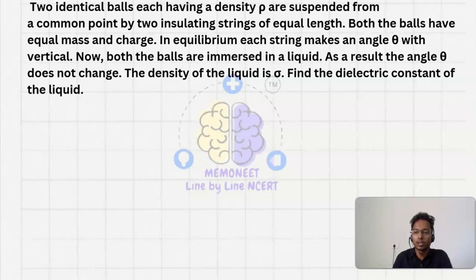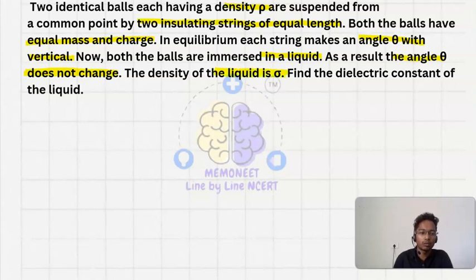Next question here is, two identical balls each having the density rho are suspended from the common point by two insulating strings of equal length. Both the balls have equal mass and charge. In equilibrium, each string makes angle theta with the vertical. Now, the balls are immersed in a liquid. As a result, the angle theta does not change. Okay, theta will not change. The density of liquid is rho. Find the dielectric constant of the liquid.